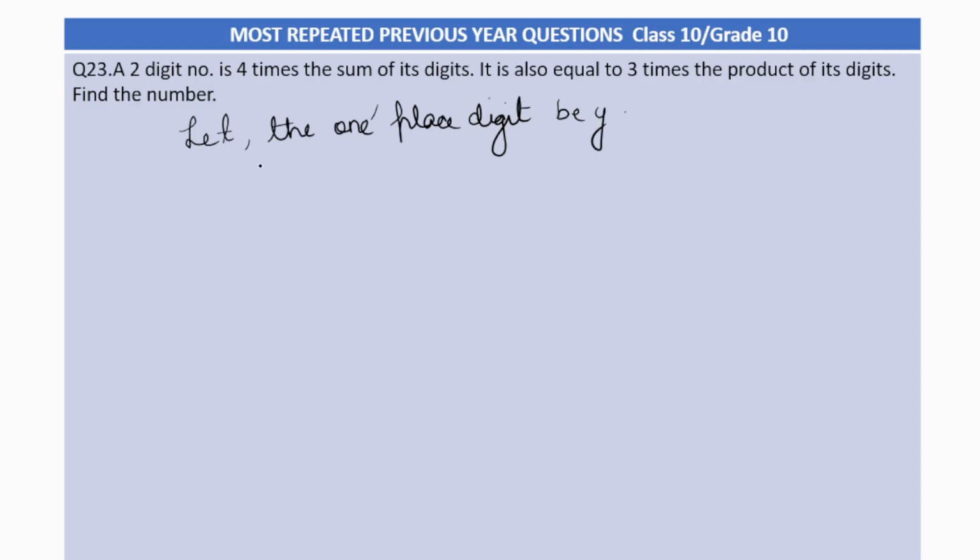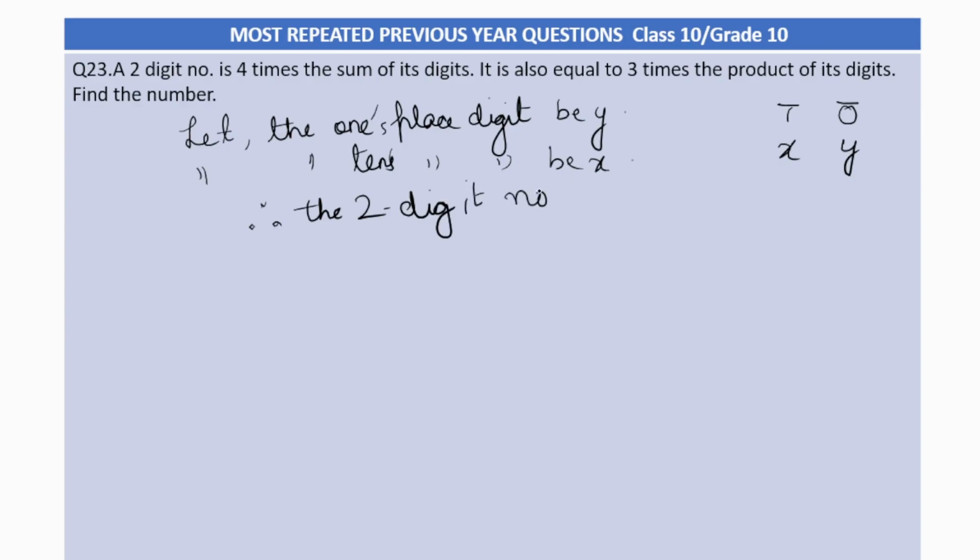And we also don't know the tens place digit. Any two-digit number will have 2 places, tens and ones. This is y and this one is x. So let the tens place digit be x. Then what will be that number? Therefore the 2-digit number will turn out to be, since x is in tens place, so how will we represent that number? Will we write xy? No, we are expressing it in algebraic terms.